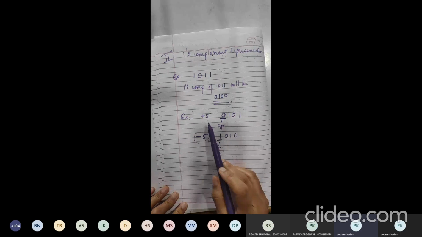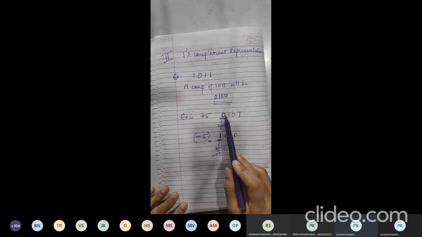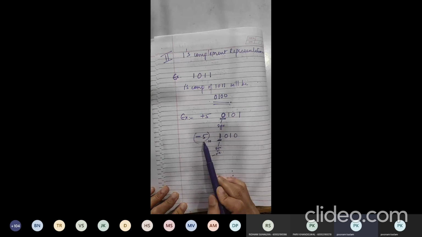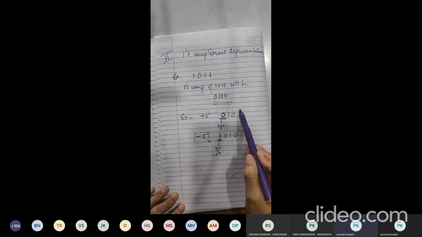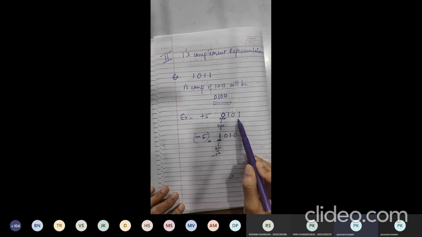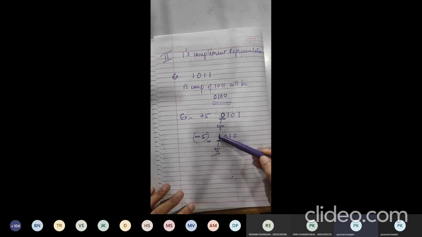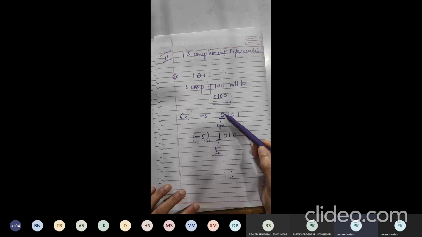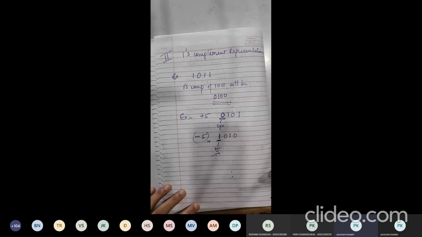Fine. So plus 5 is 0101. Minus 5 in one's complement form is obtained by complementing this plus 5. So we take the one's complement of this, which is 1010. When you take the complement, the MSB is automatically inverted, as each bit is getting inverted. So the MSB, which was 0 earlier indicating a positive number, has now become 1 indicating a negative number.